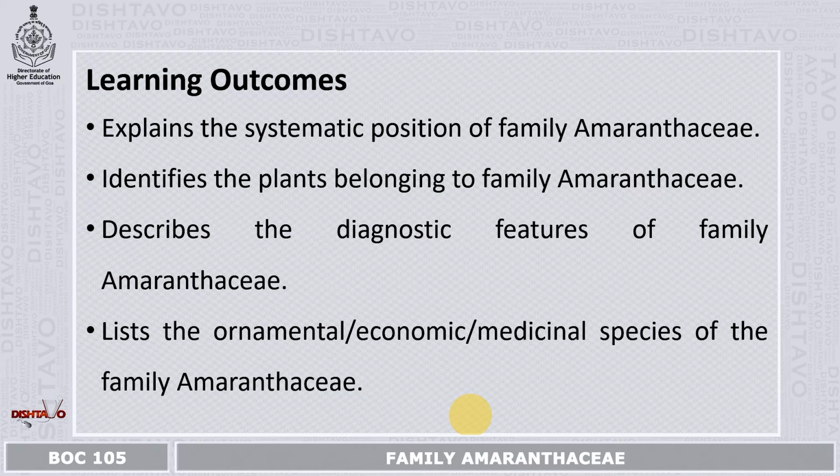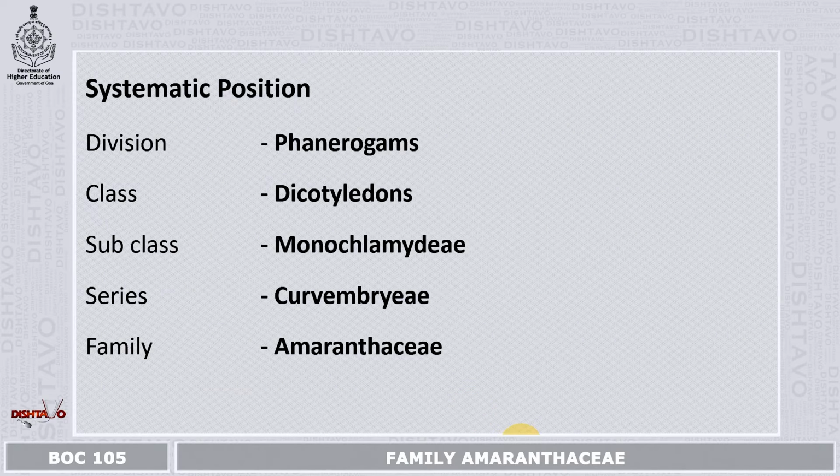Learning outcomes are: explains the systematic position of family Amaranthaceae, identifies the plants belonging to family Amaranthaceae, describes the diagnostic features of family Amaranthaceae, lists the ornamental, economic, and medicinal species of the family Amaranthaceae. Coming to the systematic position of the family: division, Phanerogams; class, Dicotyledons; subclass, Monochlamydeae; series, Curvembryae; family Amaranthaceae.